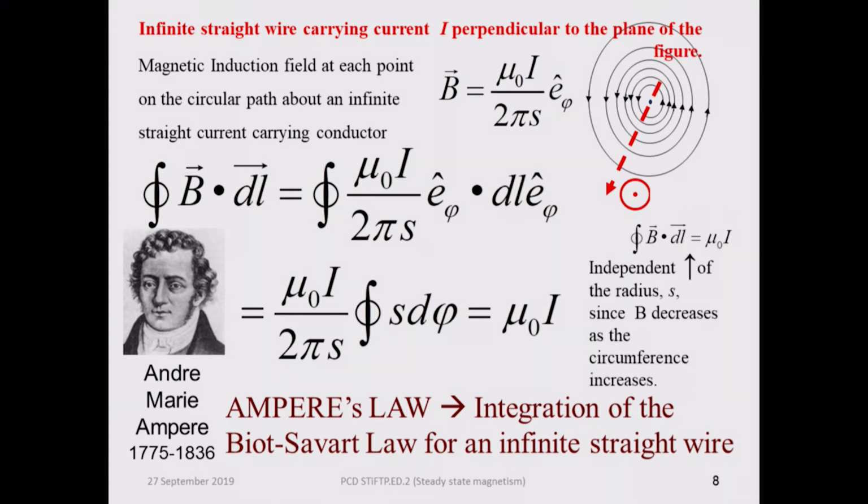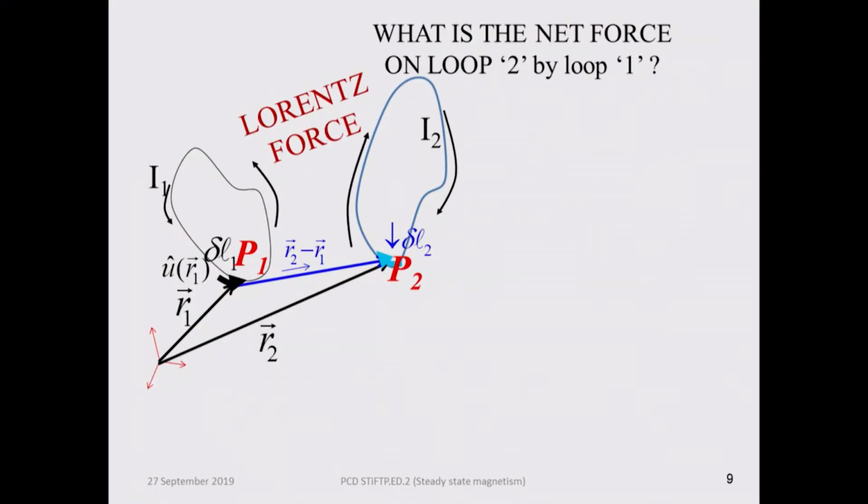So, here if you integrate B dot dl over a closed path, okay, then it becomes independent of distance. And the reason is that the path length itself, which is the circumference, increases linearly with distance, and the magnetic field itself diminishes linearly with distance. So, those two effects compensate and cancel each other, so that the integral of B dot dl becomes independent of distance itself. So, this is Ampere's law.